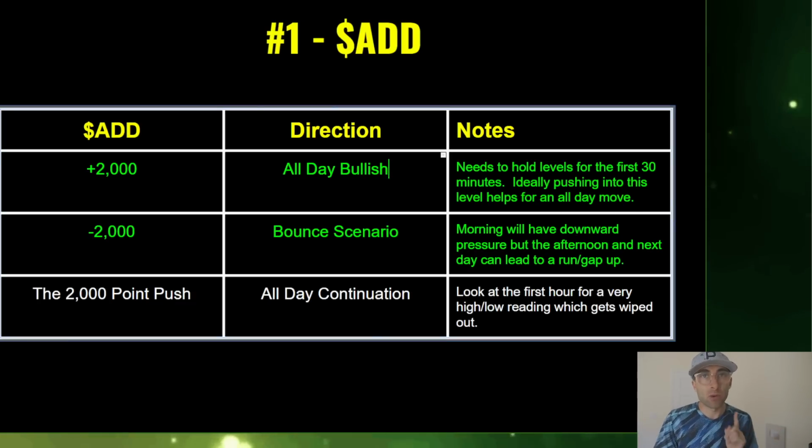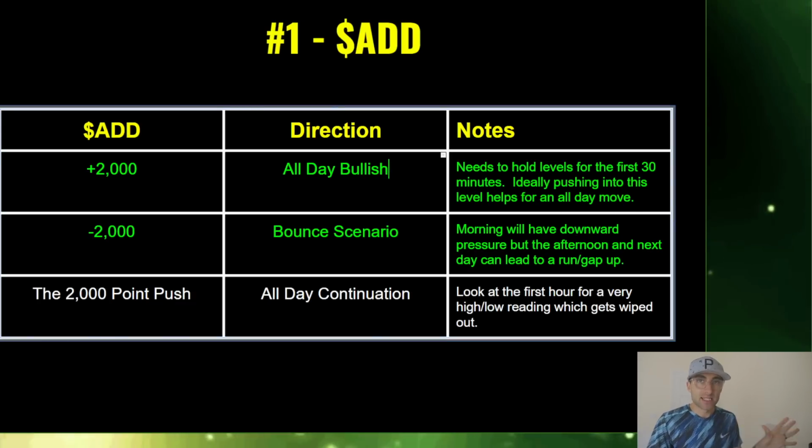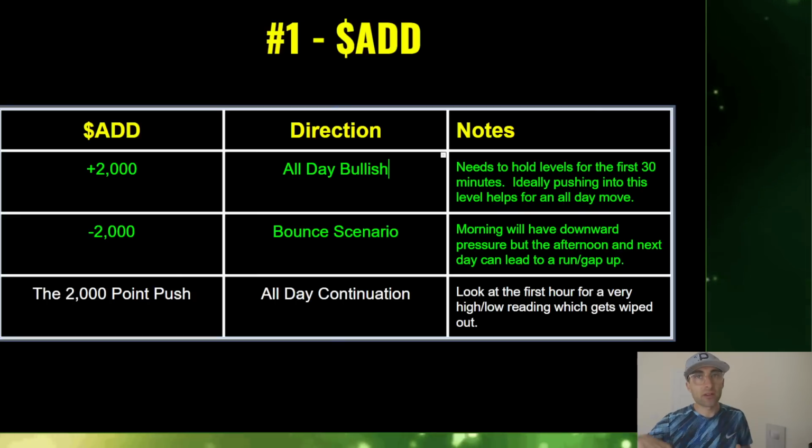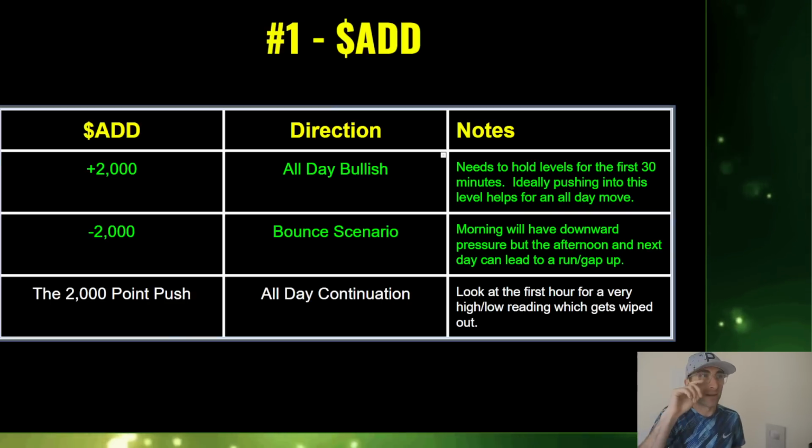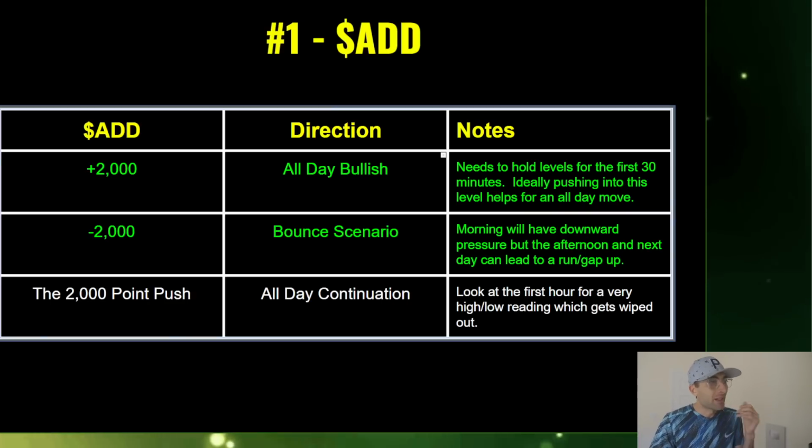So that's scenario number one with the ADD. You see a strong reading, past the 30 minutes, look for an all-day run. We only make money from trends, and I'm teaching you how to find them with this SPY cheat sheet.